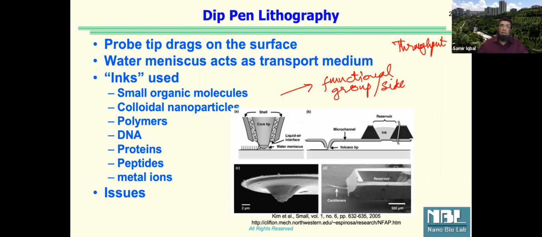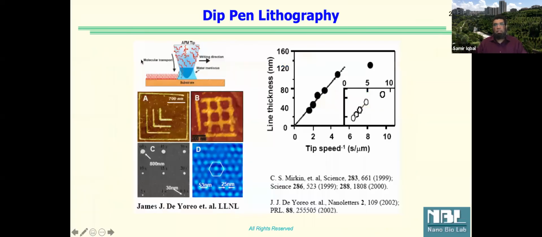So they have made holes next to the tip. They have made double layer tips so the molecules, so your ink, can keep on flowing continuously. And they have shown things with many, many different materials. Again, throughput is the challenge.